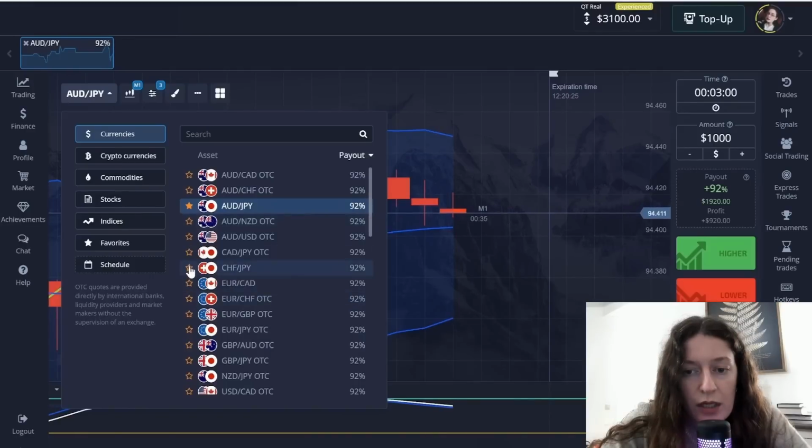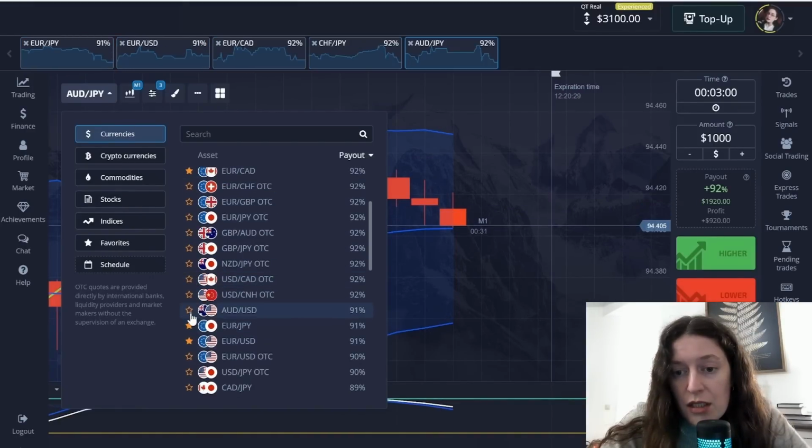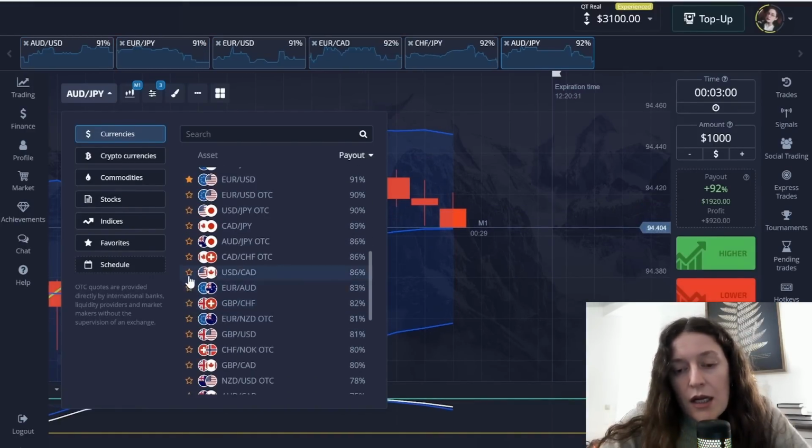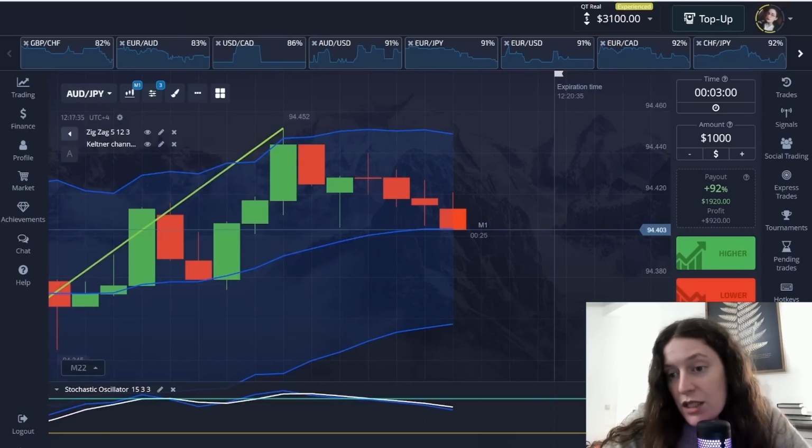Let's also carefully choose high percentage currency pairs to get better results. The percentage of the currency pair should not be lower than 70%, of course.